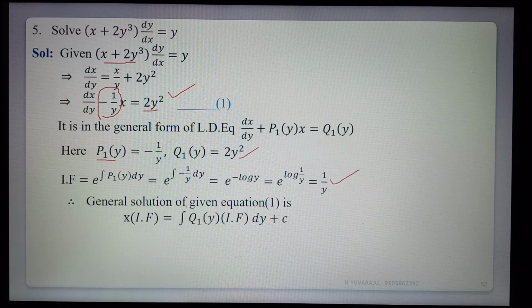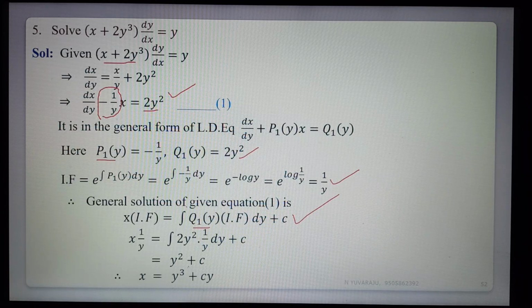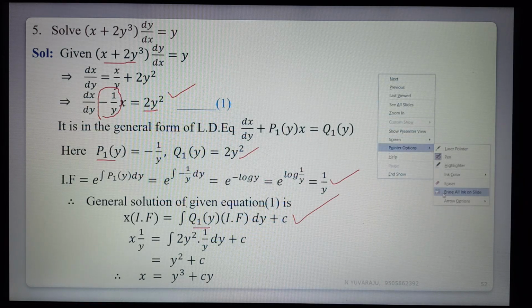So the general solution: substituting here, x into integrating factor 1/y is equal to integration of Q1 into integrating factor, 2y² into 1/y. Simplification: y cancels here, integration of 2y is y² plus c. Therefore x is equal to y³ plus cy. This is the solution of the given equation.